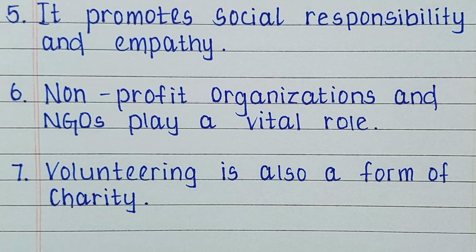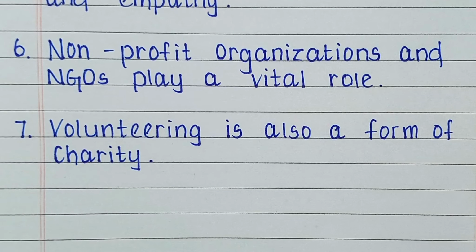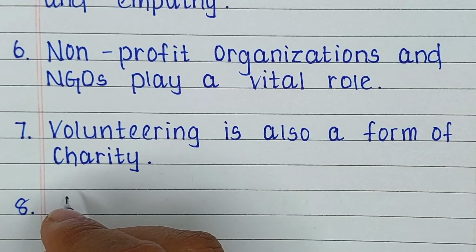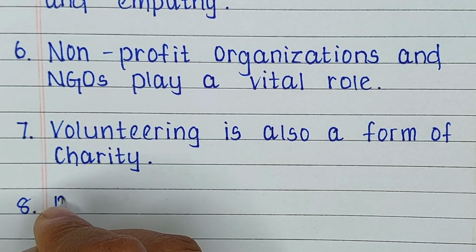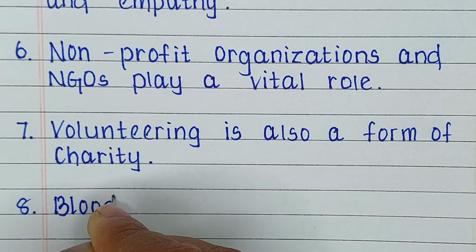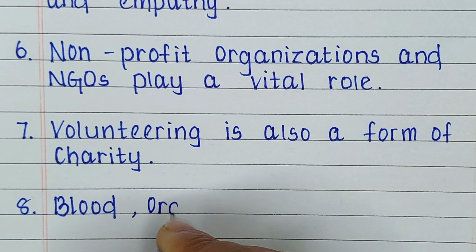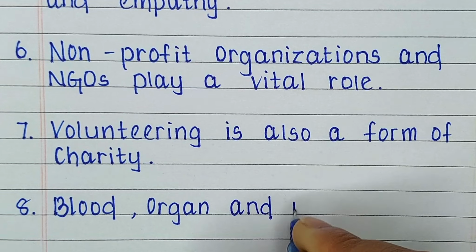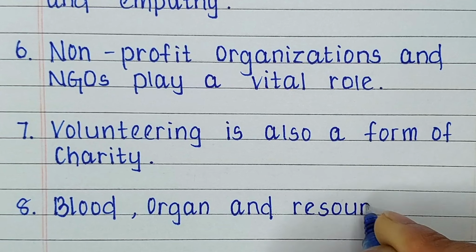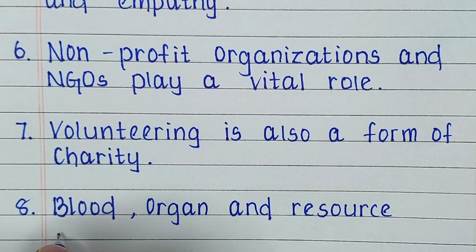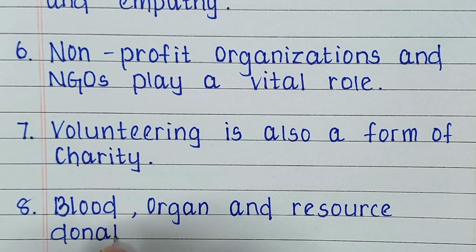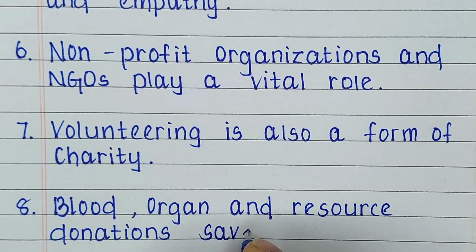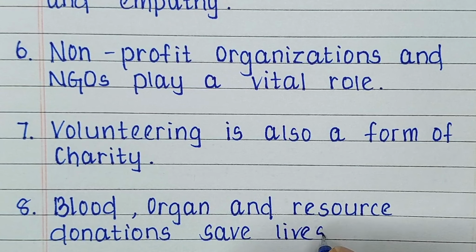Seventh line is volunteering is also a form of charity. Eighth line is blood, organ, and resource donations save lives.